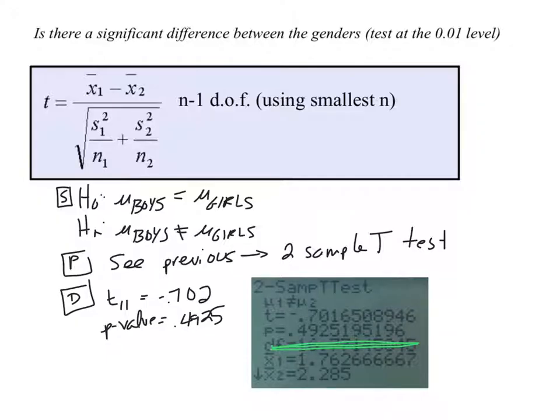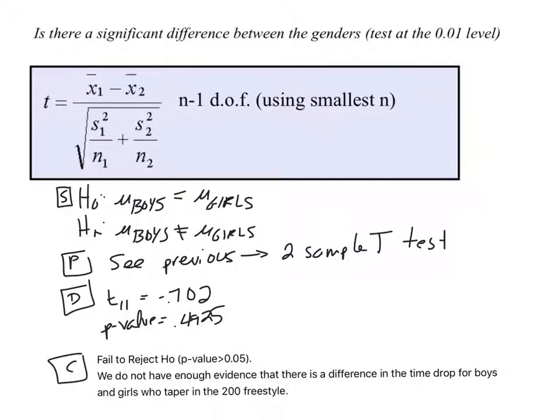So let's conclude. So one more time, what did we do? We're going to fail to reject the null. Why? Because the p-value is way too big. So what does that mean? We don't have enough evidence that there's a difference in the time drop.